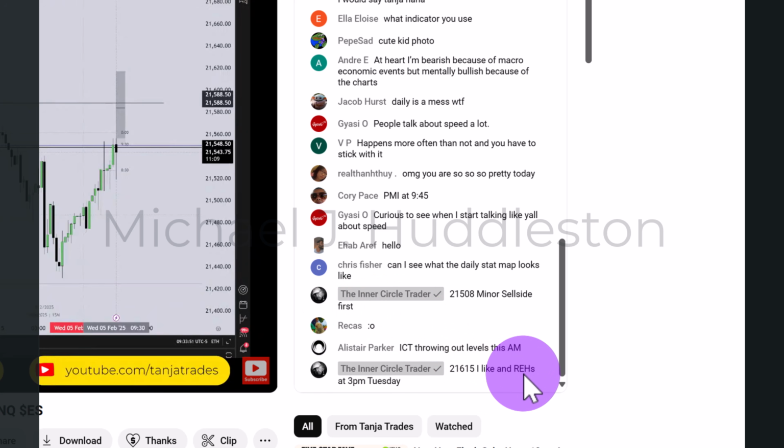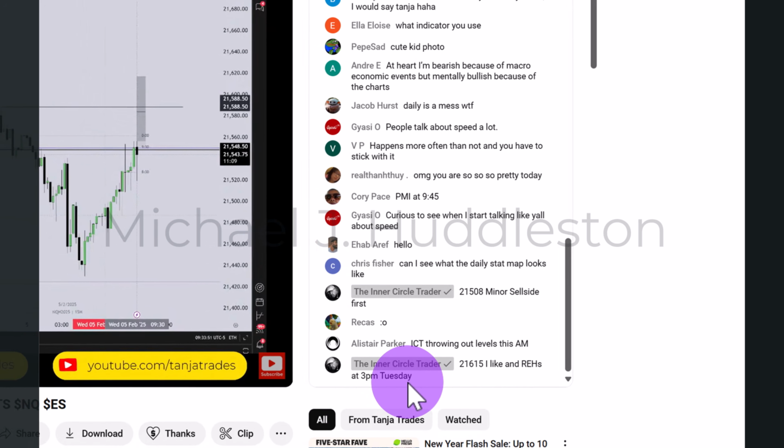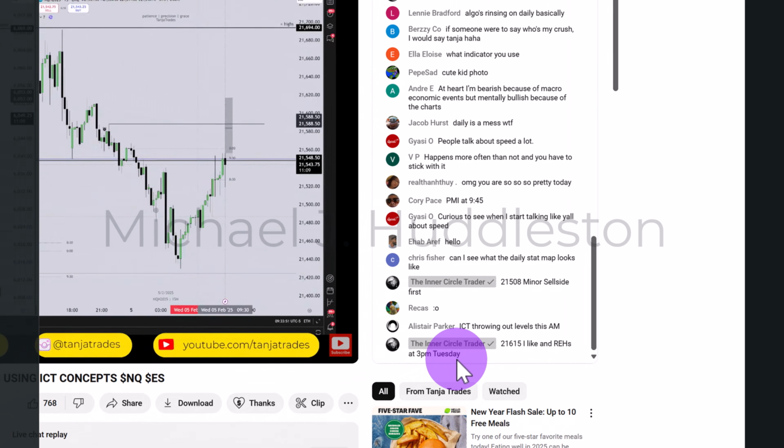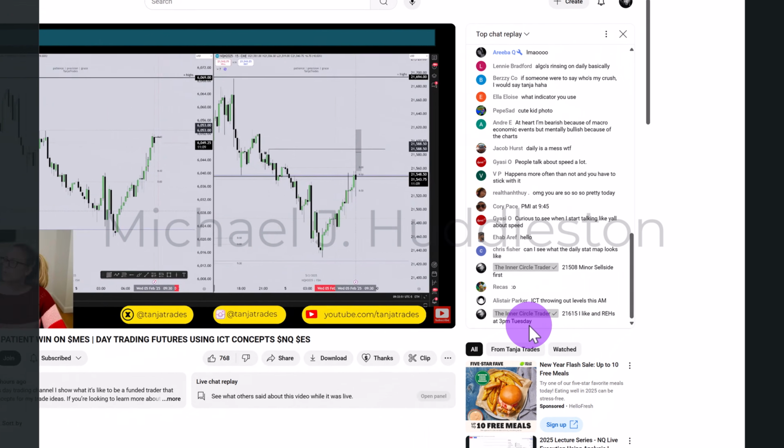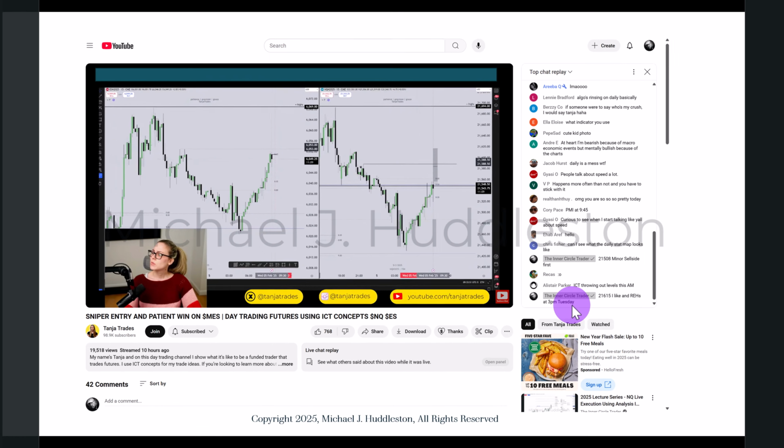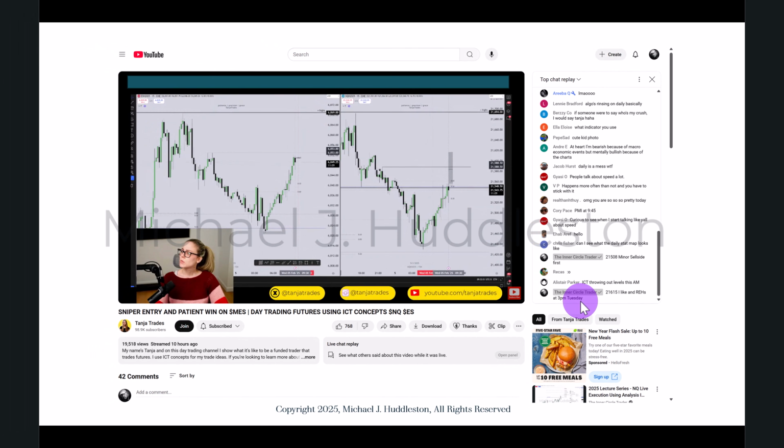And then the relative equal highs at 3 p.m. on Tuesday. There's no way you can twist that around to make it say anything other than just what I outlined tonight. There's no play on words. There's no word salad there. There's nothing extra. It's just straight to the point. It's got to drop first below 21,508, and then it's going higher. And not just some zone, very specific price levels.